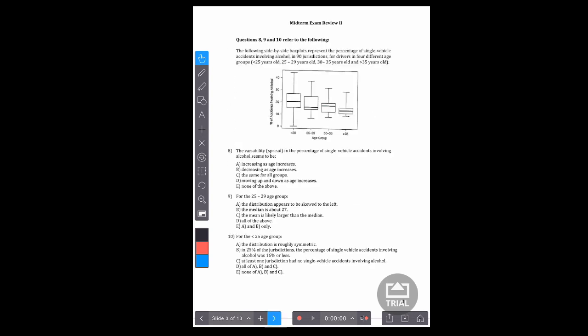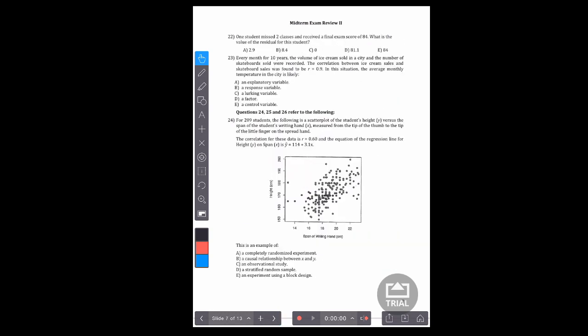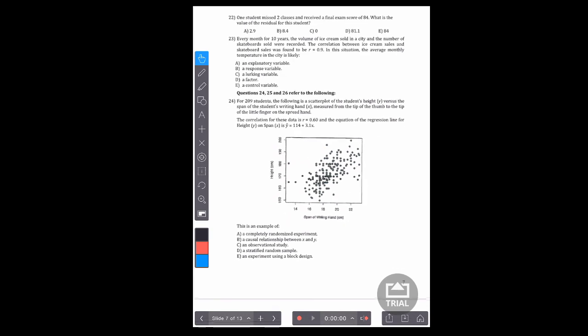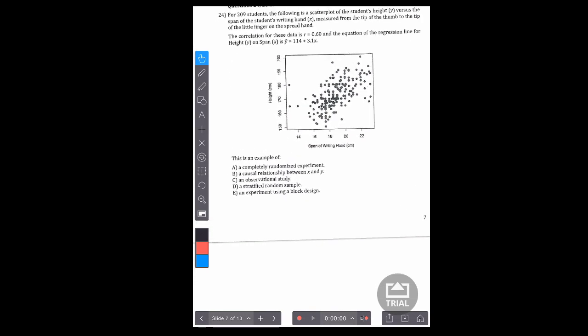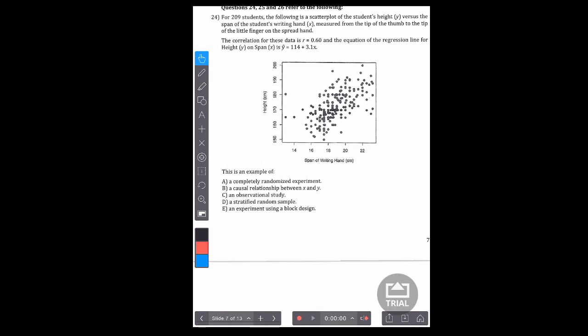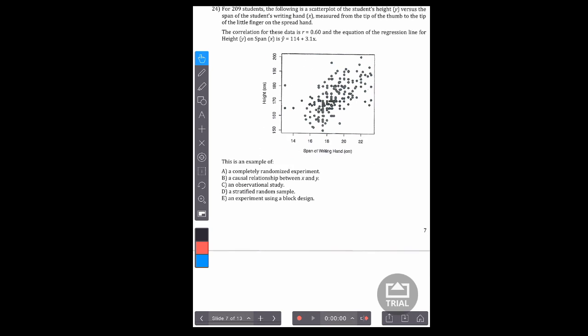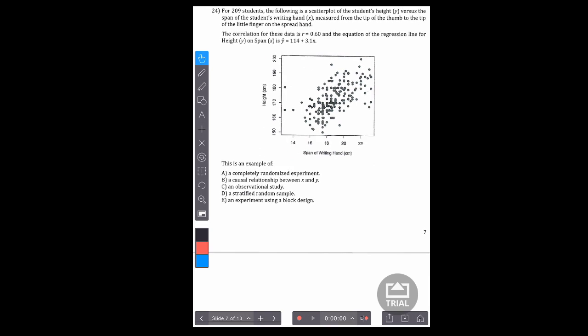Okay, more scatter plots. Okay. So question 24. Yeah, so we're going to refer to this graph for the next 3 questions. Okay. Should I leave you to try that one first? Okay, so you try the first one. I'll give you a couple of minutes.